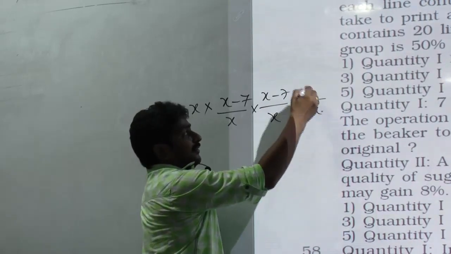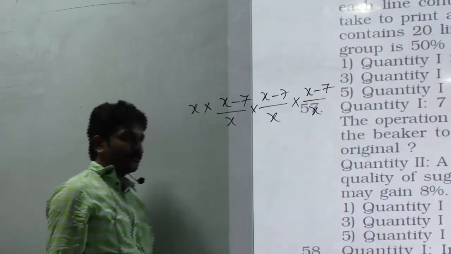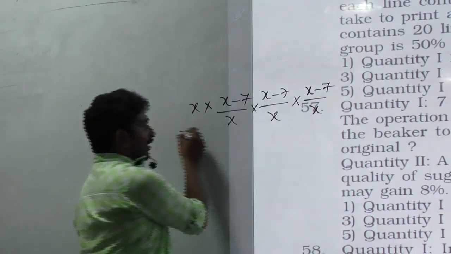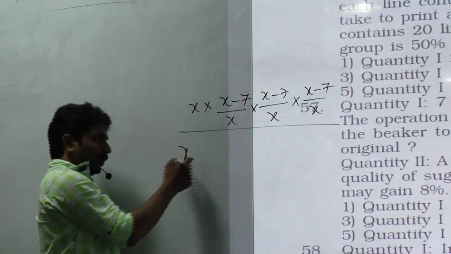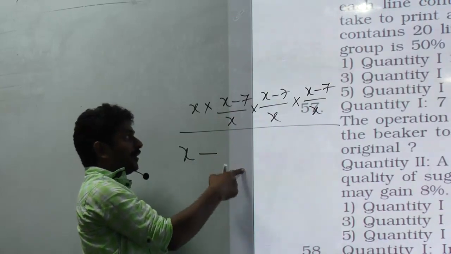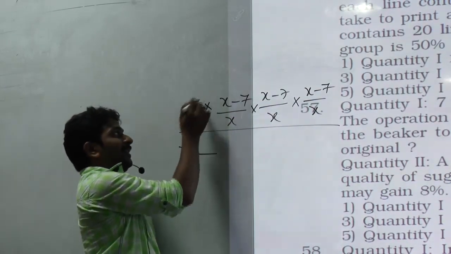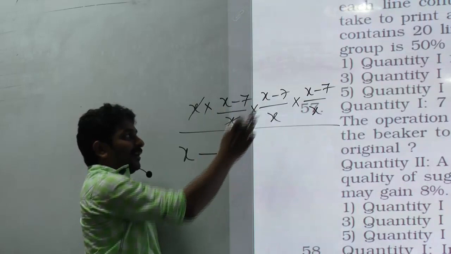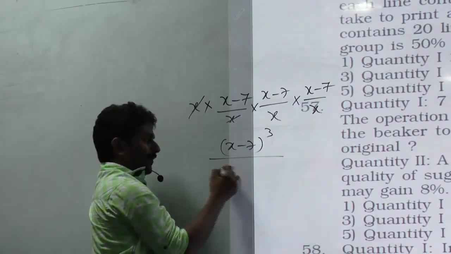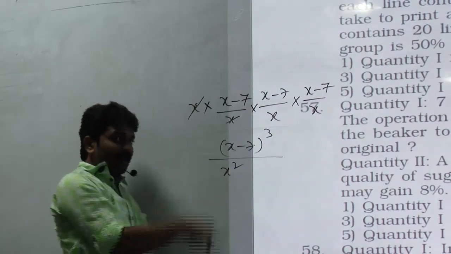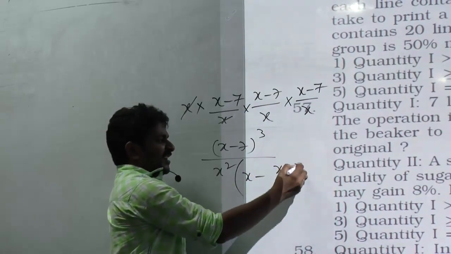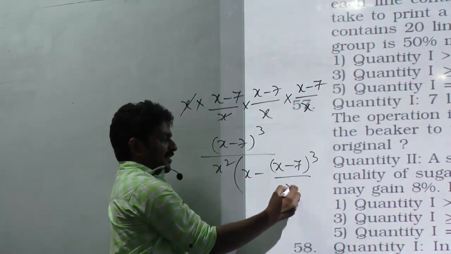Again 7 liters are drawn. Remaining quantity is this one. This is the spirit in the container. Water will be equal to total quantity minus spirit, this one. Okay, let's first calculate this. X gets cancelled, that will be x minus 7 whole cube by x square. Remaining quantity is going to be x minus 7 whole cube by x square.